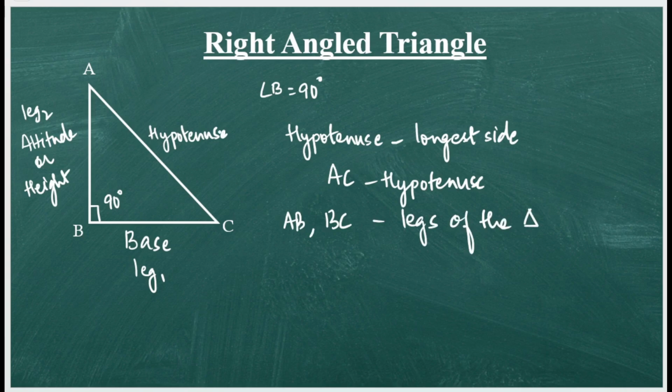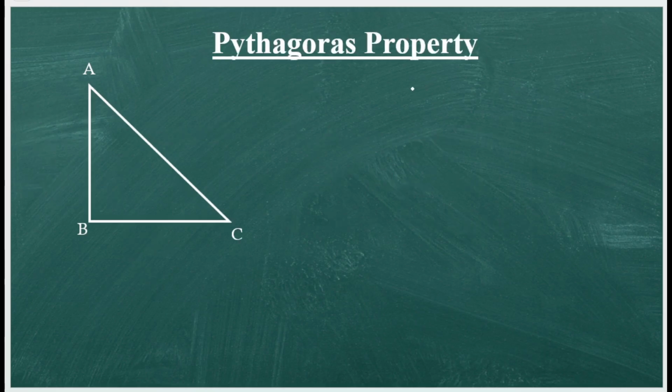And one more thing, this hypotenuse is always opposite to the 90-degree angle. Okay, so the moment you see the 90-degree angle, the opposite side is always the hypotenuse and it will be the longest side in that right angle triangle. Now, what is Pythagoras property?